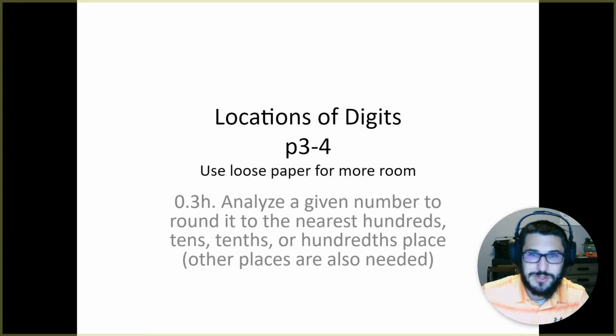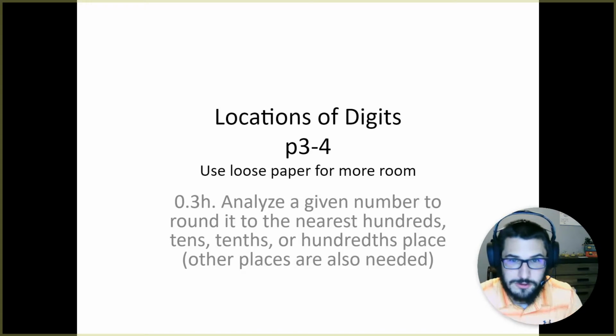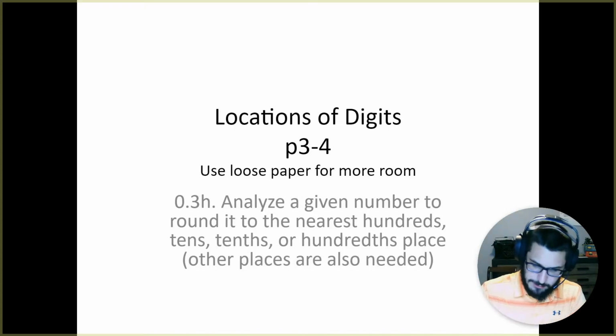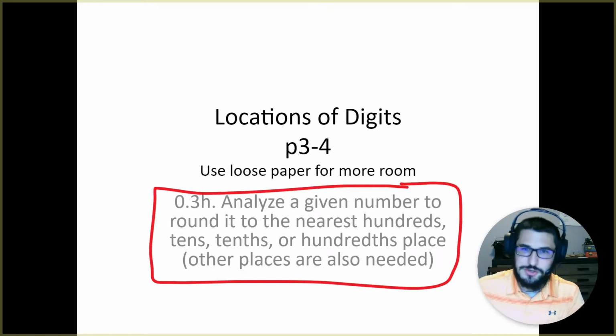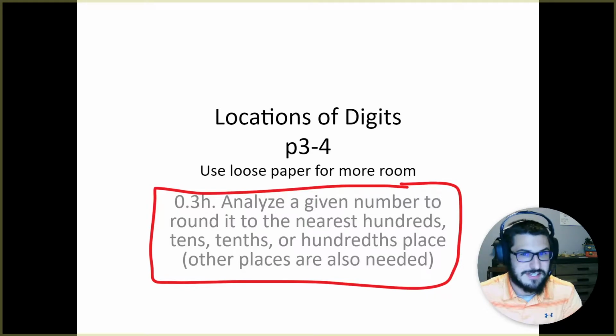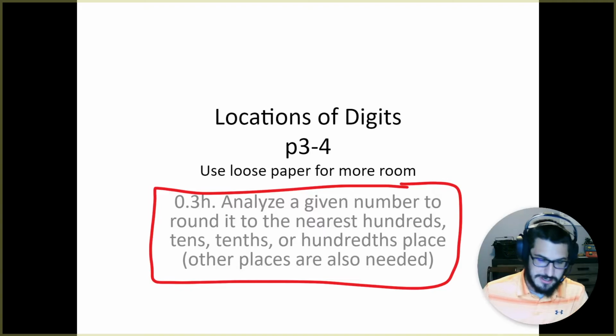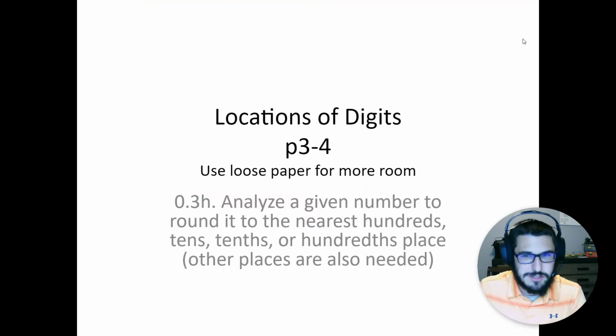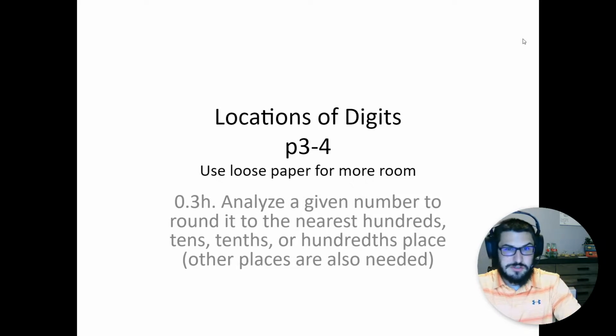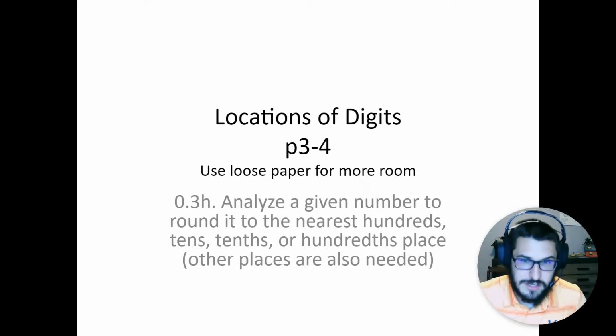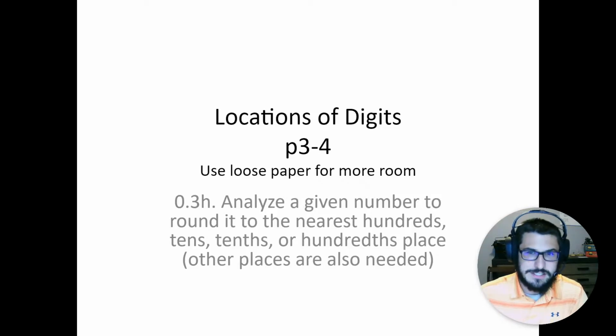All right, so locations of digits. Again, page 3 or 4, loose leaf paper if you run out of room. The point of this is to analyze a number. We need to be able to round it to specific places. So we need to be able to know what the tens, tenths, hundredths place is, what the hundreds place is. We need to know all of that and be able to round to those specific places, as well as know what having a number there or having a zero in that place represents.